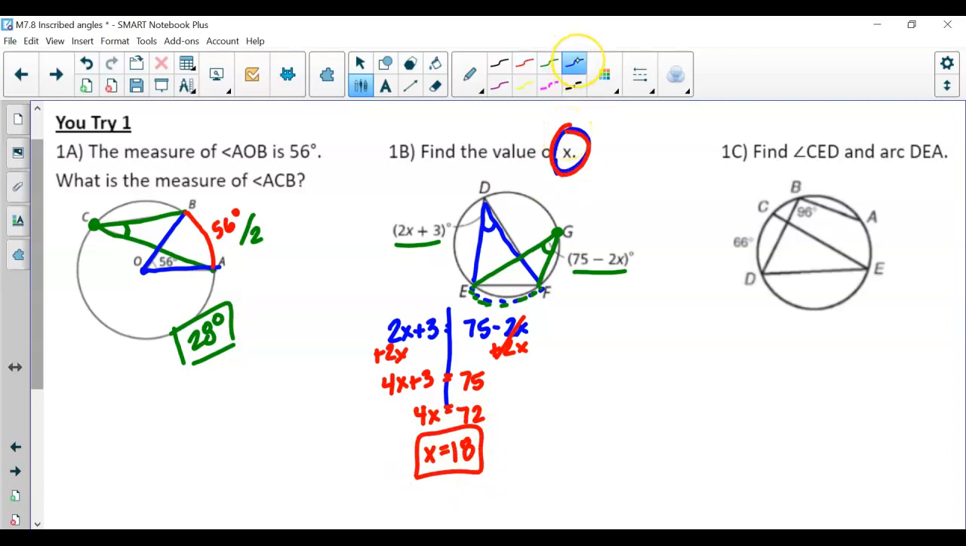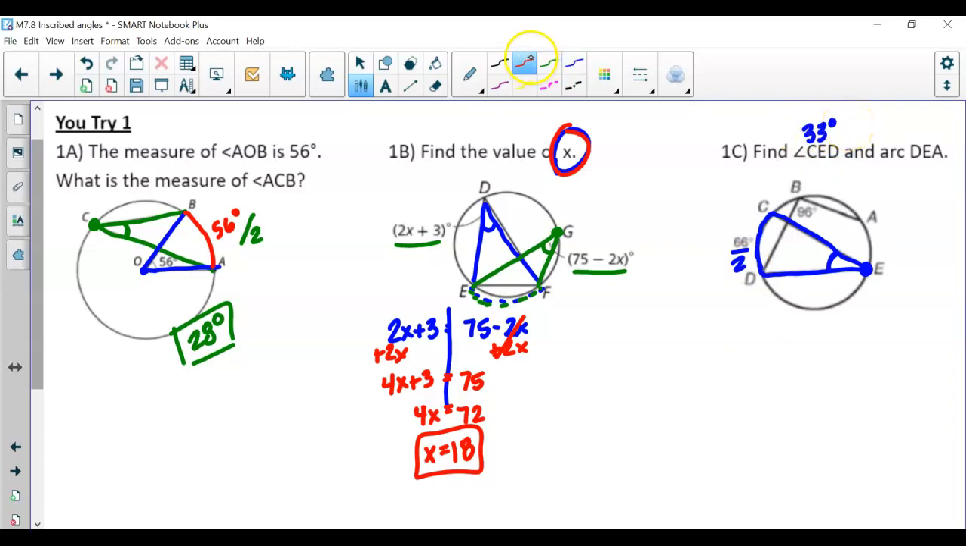Then here, the measure of angle CED. So CED is an inscribed angle creating arc CD, which is 66 degrees. So again, to get the angle measure, divide by 2. So the measure of angle CED is 33 degrees.